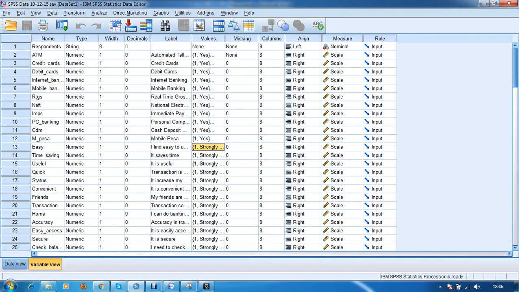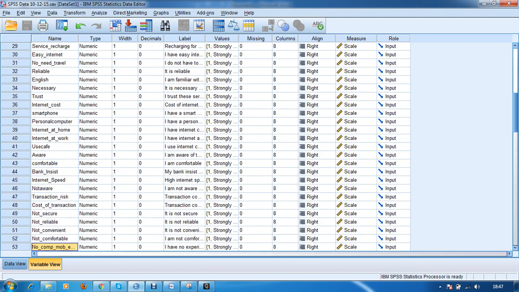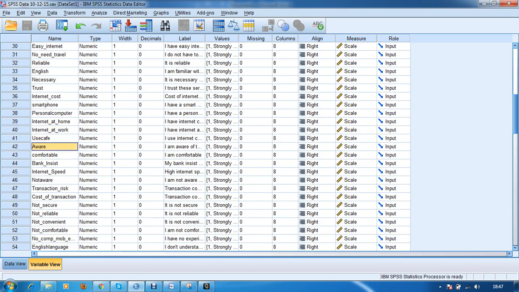First of all, the data was collected in order to know how respondents react with uses of various electronic banking services such as ATM, credit card, debit card, internet banking, mobile banking, RTGS, NEFT, immediate payment system, PC banking, cash deposit machines, M-Paisa, and other variables that I have included in order to identify which variables are strong predictors of those electronic banking uses are easy to use, time-saving, useful app. Together 33 items.